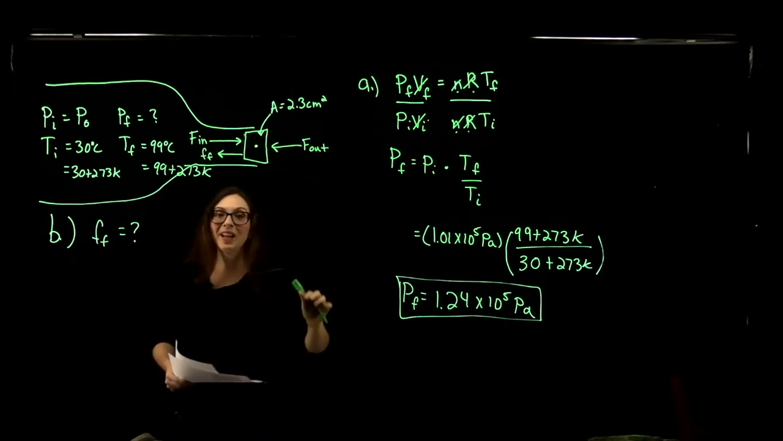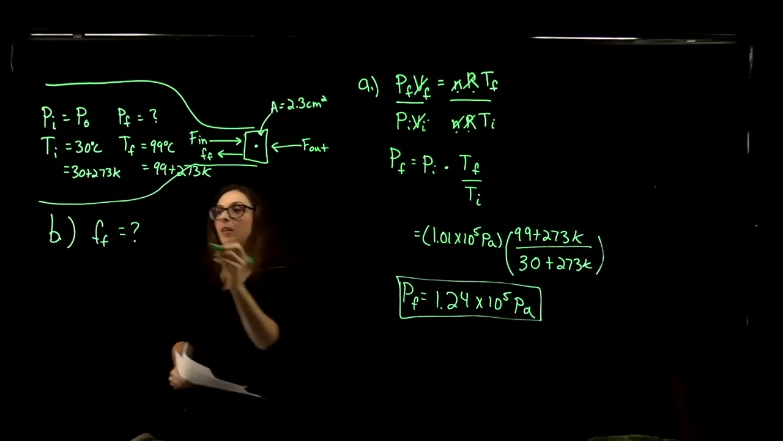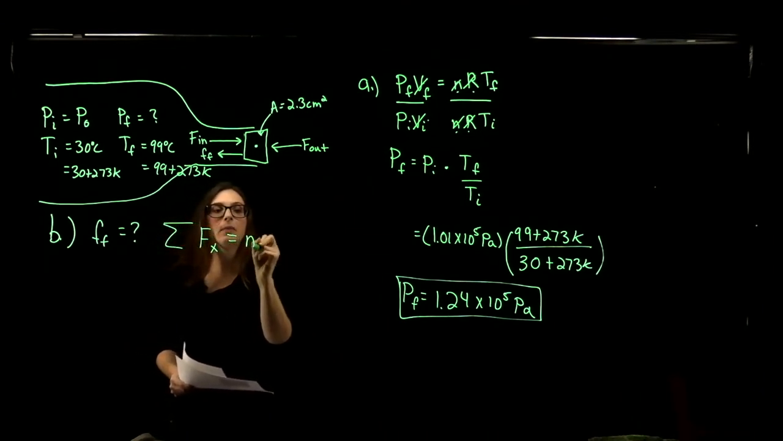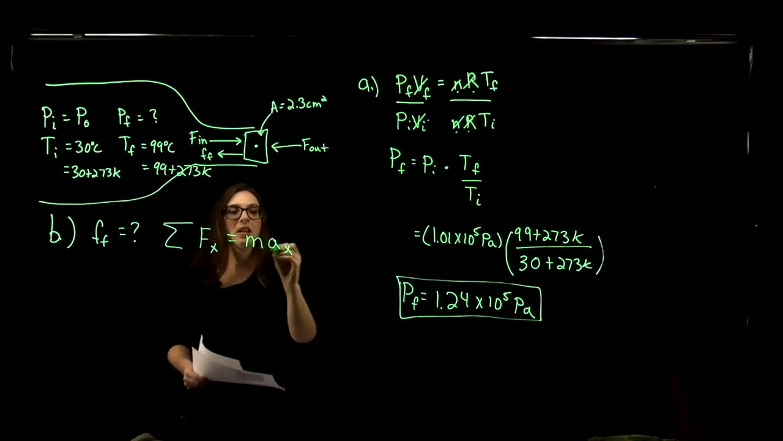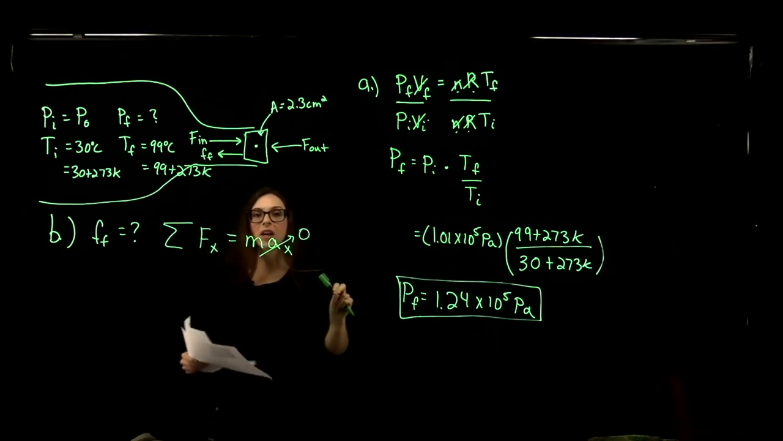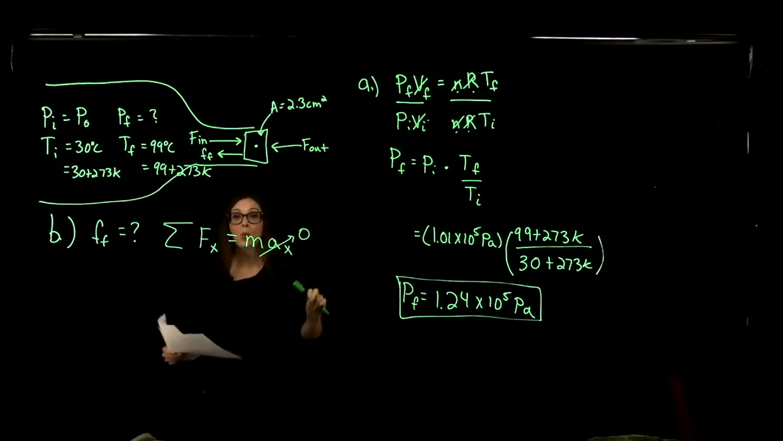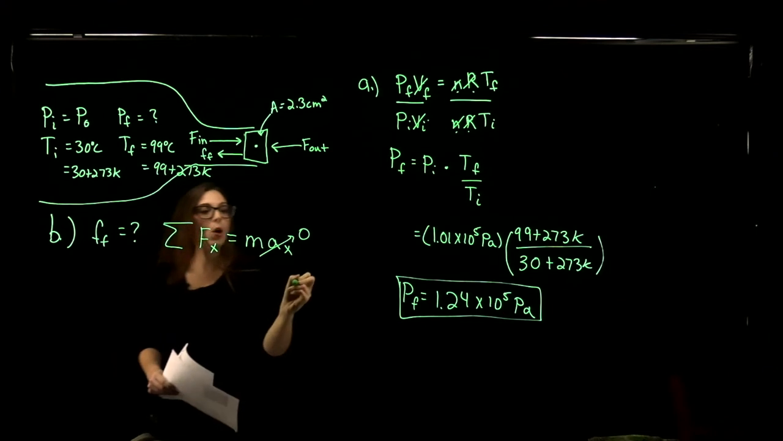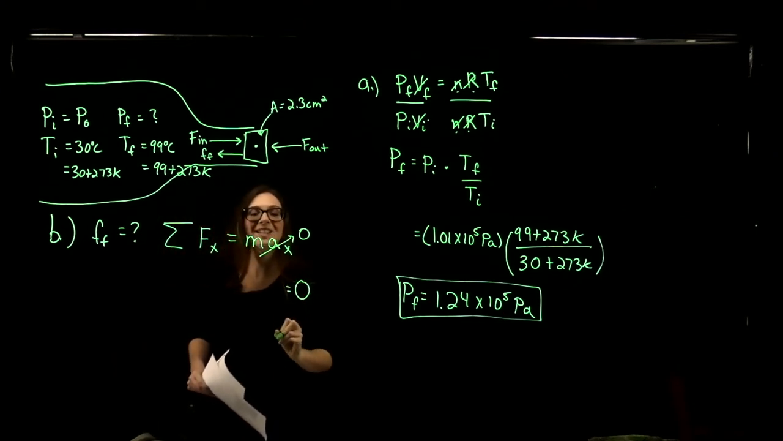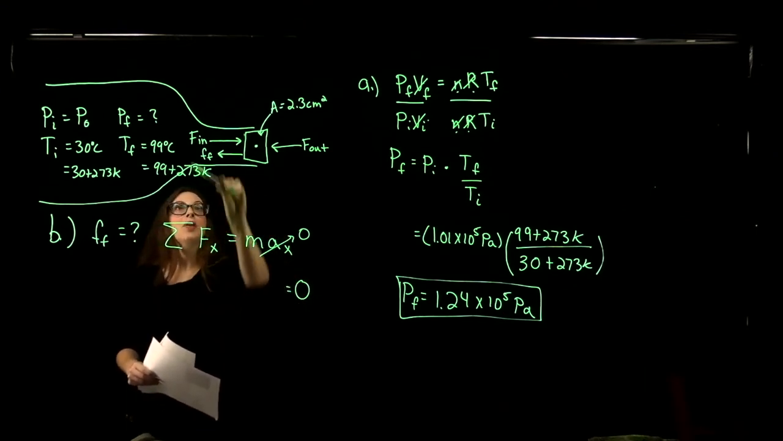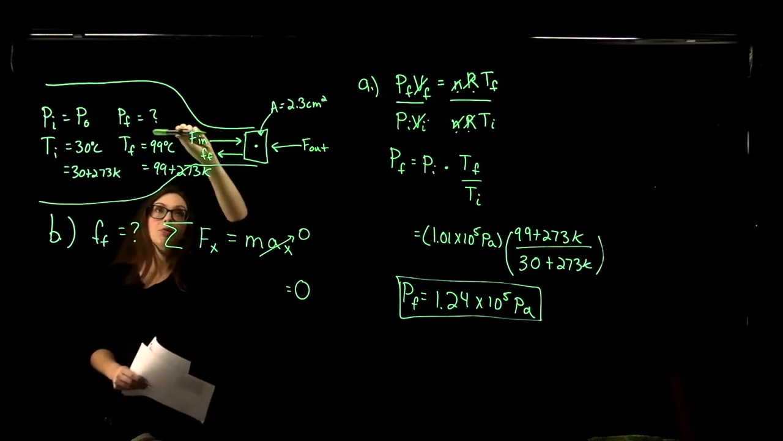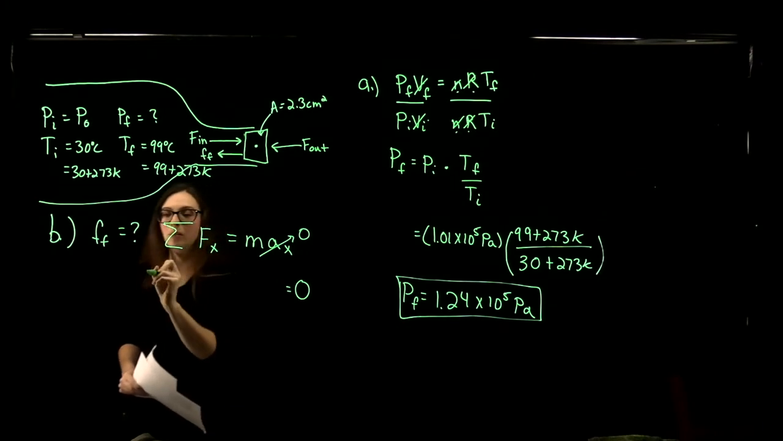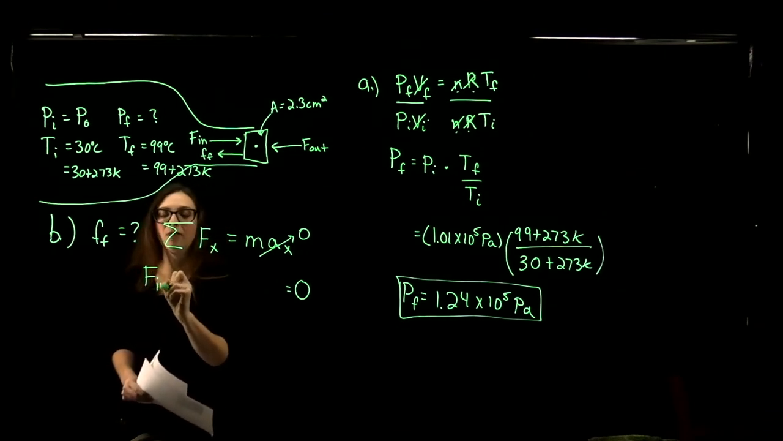We can use Newton's second law in the horizontal direction. We've got the sum of our forces in the x direction equals mass times acceleration. There is no acceleration. This is just at the moment, just before the cork pops out of the bottle. So we are in equilibrium for the moment. We have the force from the pressure inside the bottle going to the right. So that's a positive force. So I'm going to call that F in.